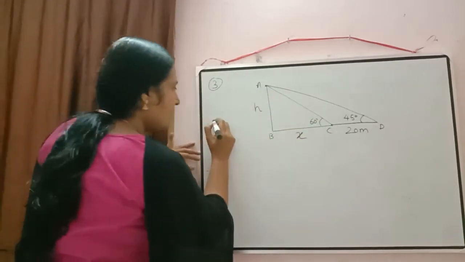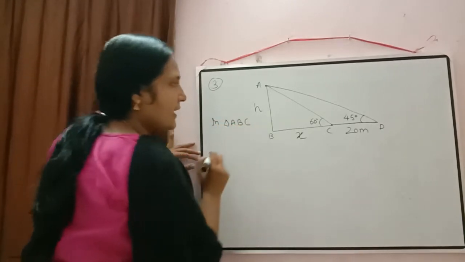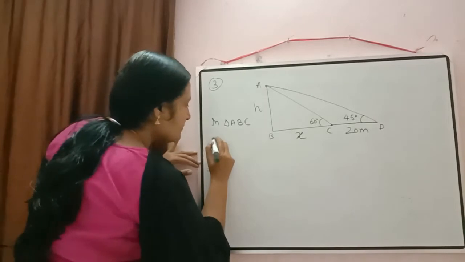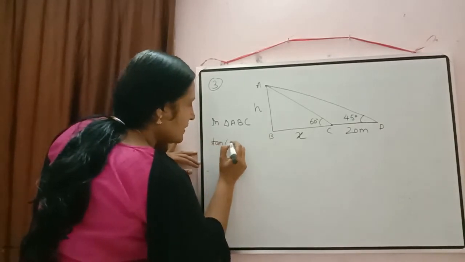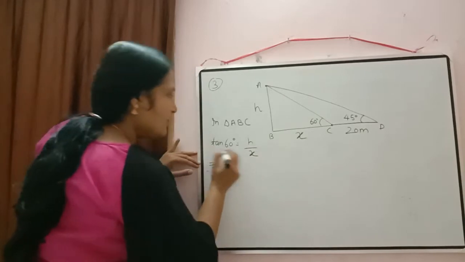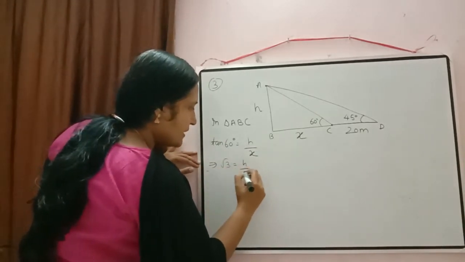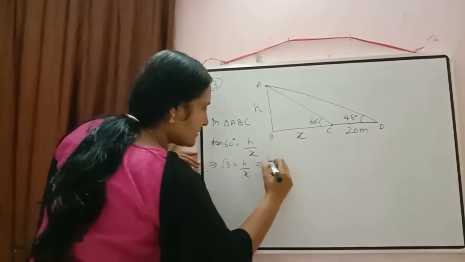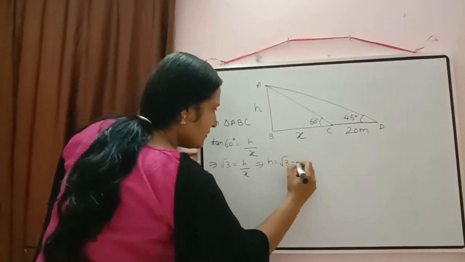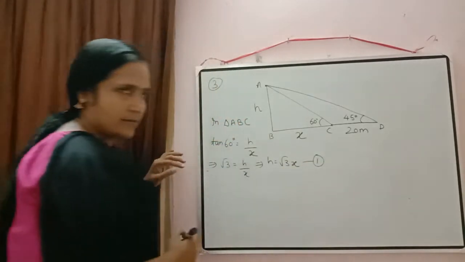So write down there, in triangle ABC, what will come? Tan 60 degree is equal to h by x. And what is the value of tan 60 degree? Root 3. So we will get root 3 is equal to h by x, or h is equal to root 3x. Make it equation number 1.